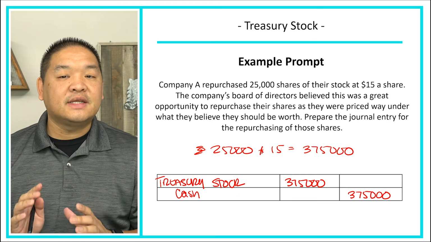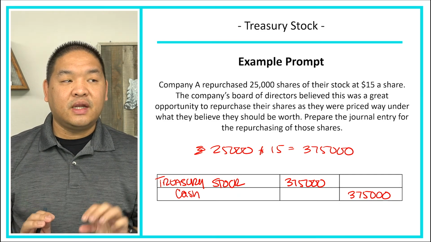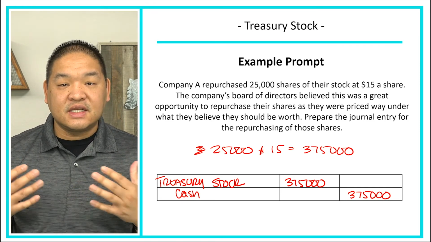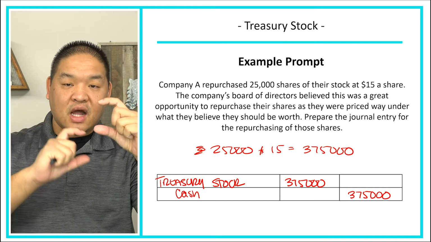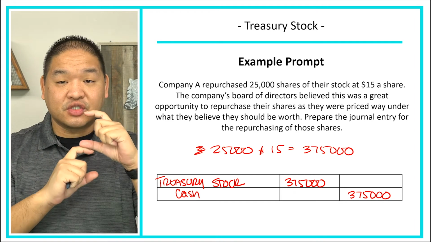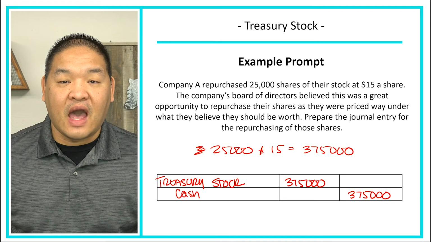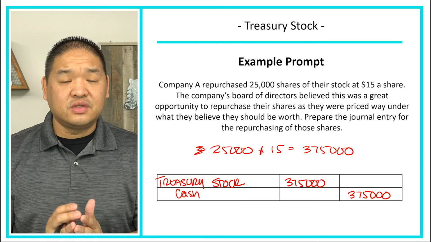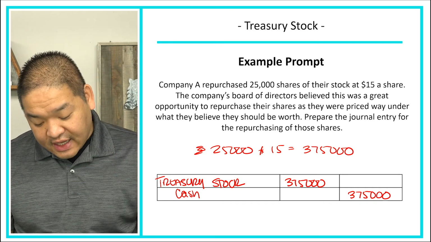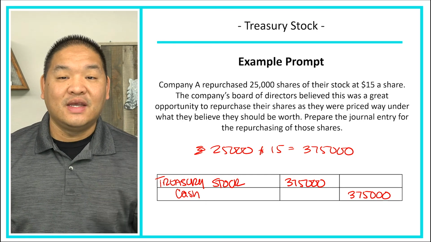Now, one thing to know is we're not going to touch common stock. We're also not going to touch additional paid-in capital. We're literally creating a new account. This will kind of offset those accounts. So it offsets the combined common stock and the additional paid-in capital associated. This offsets those two combined accounts by $375,000. So don't touch common stock. Don't touch APIC. Just debit treasury stock for $375,000, credit cash for $375,000, and then we leave it alone until we sell it, which we'll get to in another lesson.